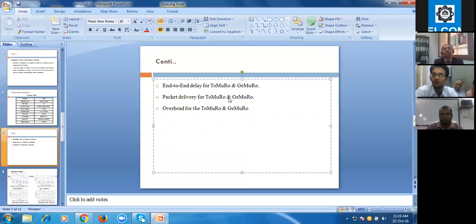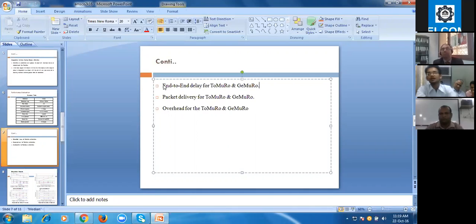Now the criteria for the simulation. I have done this in three ways of criteria. One is end-to-end delay for ToMuRo, which means topological multicast routing protocol, and GeMuRo, which means geographical multicast routing protocol, and the packet delivery ratio and the overhead of that network.